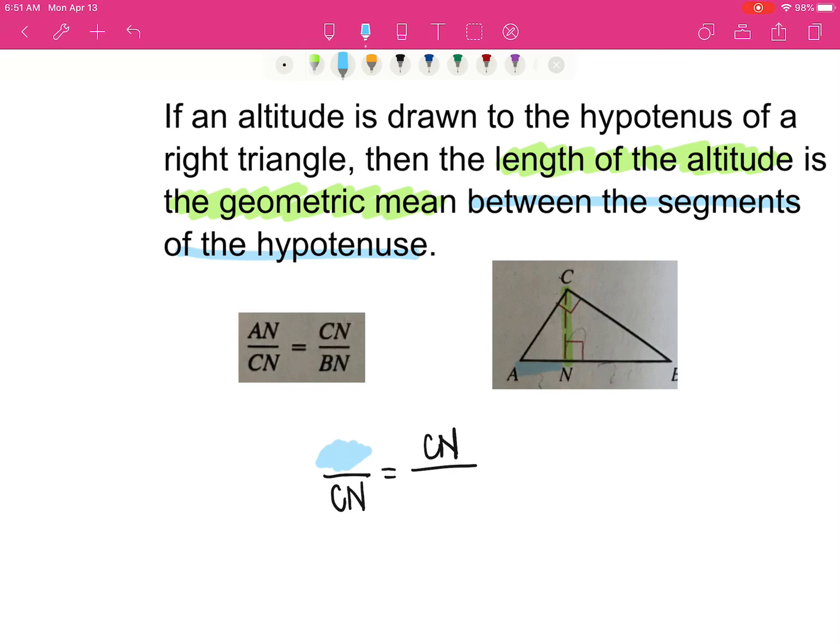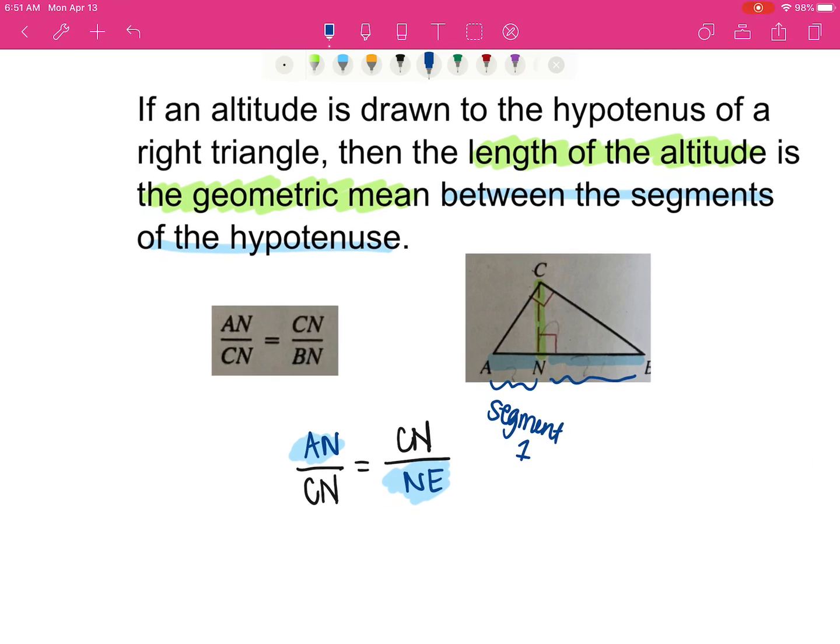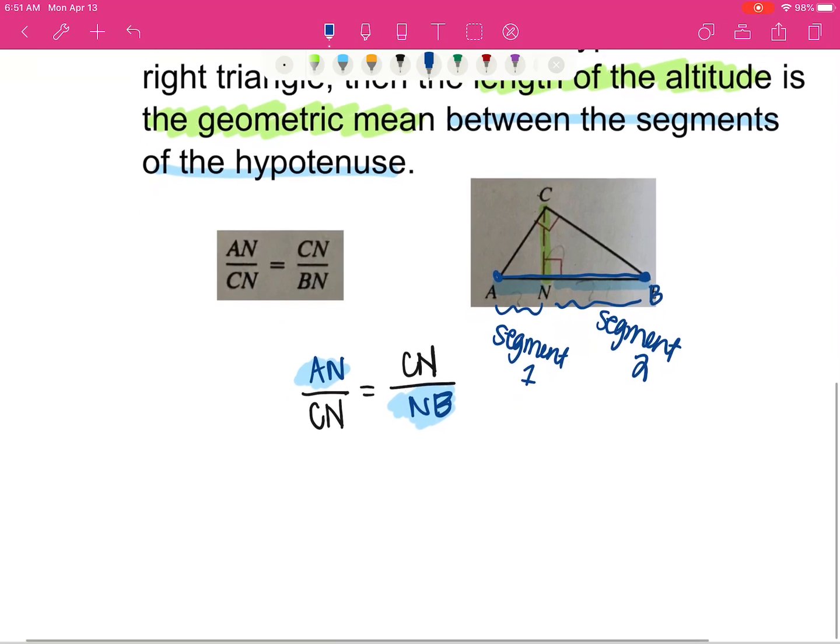So the segments of the hypotenuse are AN and NE. Those are the two segments. Segment 1 and segment 2. I think that's a B. NB. This is a B right here. This is segment 2. These two segments make up the entire hypotenuse of AB.